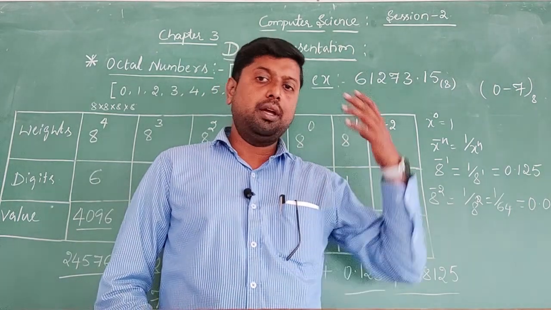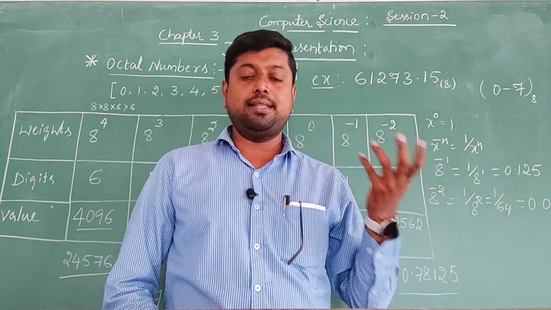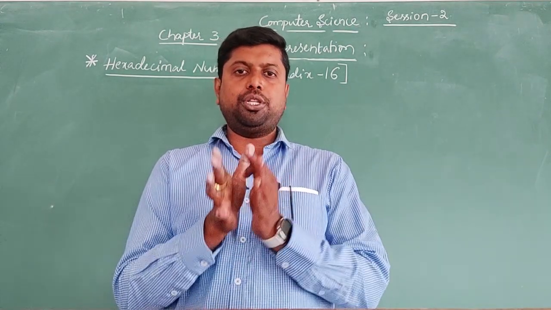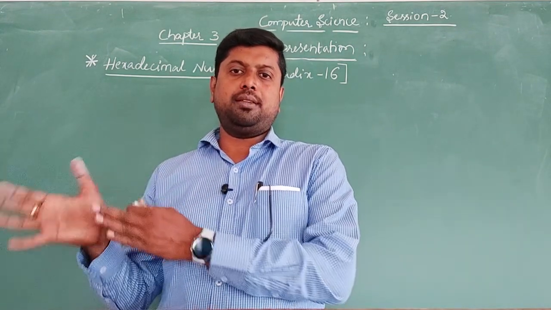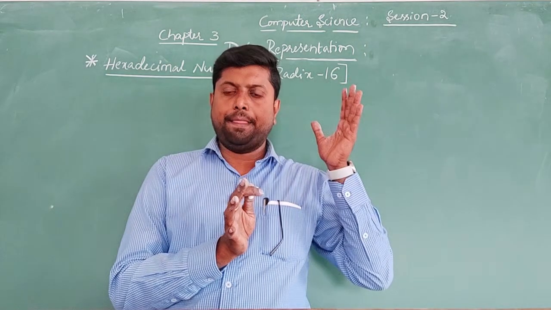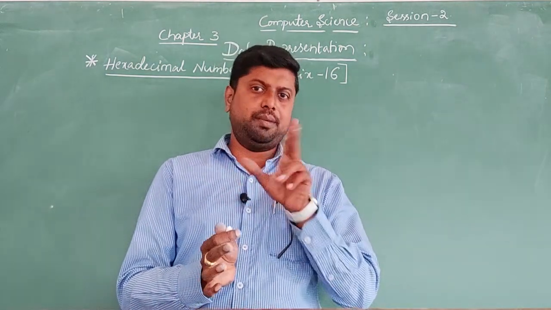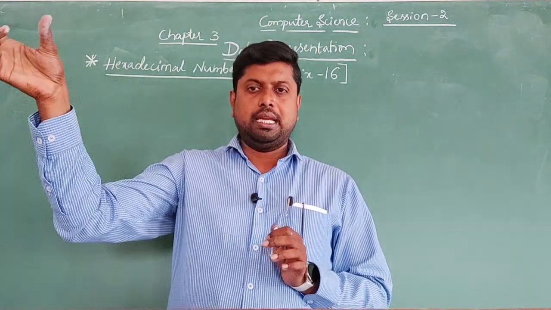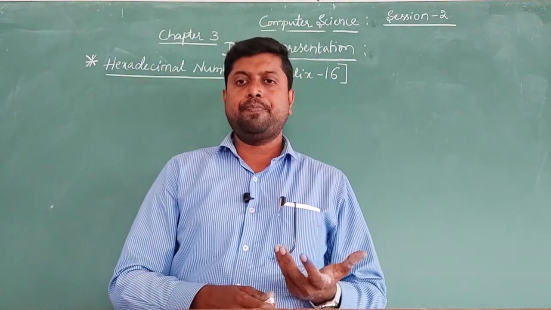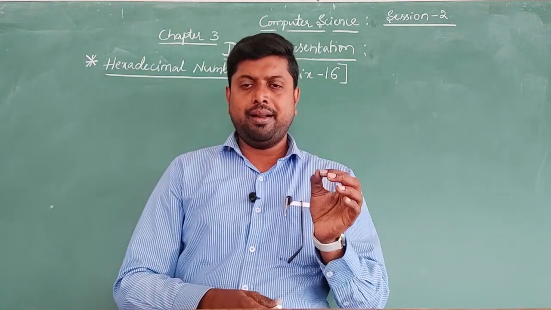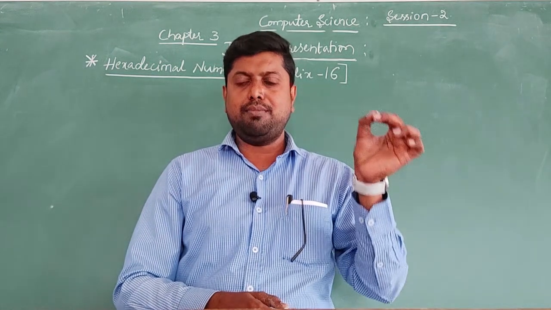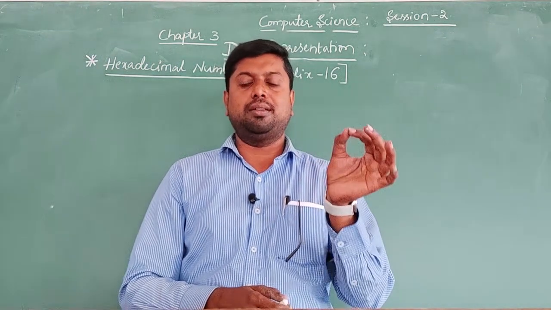Then after the octal number system, we come to one more, the last positional numbering system, that is the hexadecimal numbering system. So what is the difference between decimal and hexadecimal? There are many similarities. Decimal has base radix 10; hexadecimal has radix 16. Hexa means 6 more digits. So the numbering system which has radix 16 is what we call the hexadecimal numbering system.